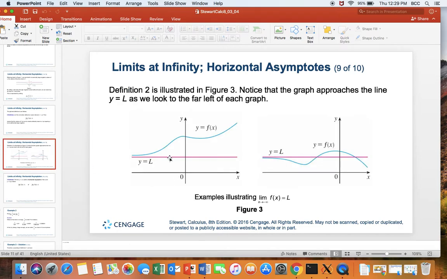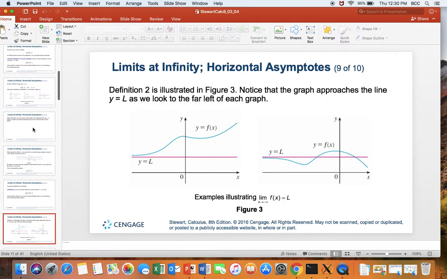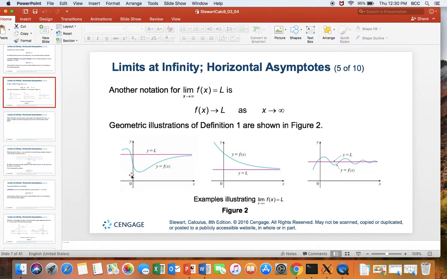So here y equals L is a horizontal asymptote because the left hand limit all the way to negative infinity is L. Here also y equals L is a horizontal asymptote because as x approaches negative infinity, your curve approaches L. Okay, that was left infinity, negative infinity. Here are cases where the positive infinite limit is L. Okay, so I'll stop this video for now, continuing.